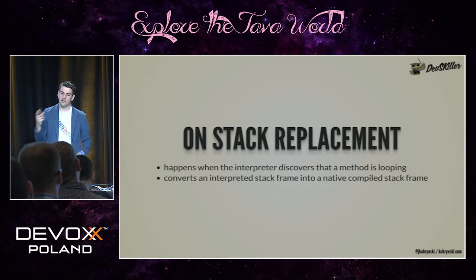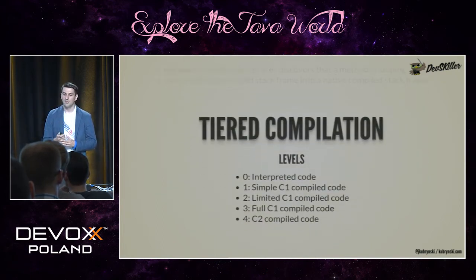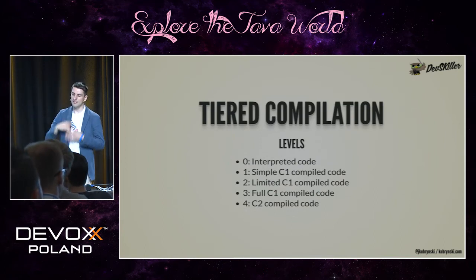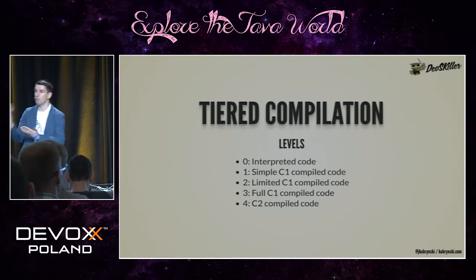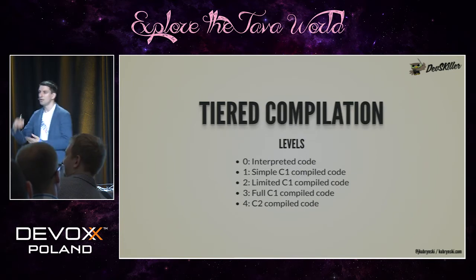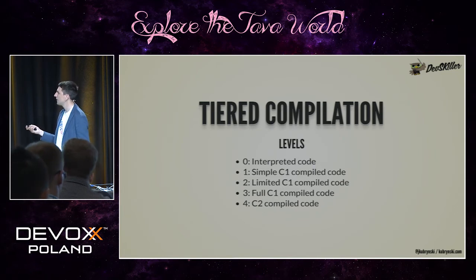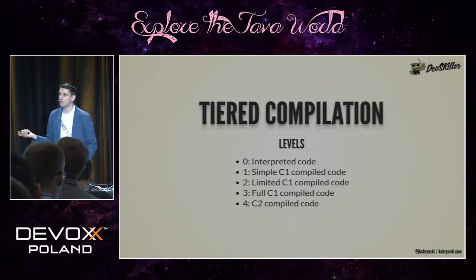And I told you that -client and -server are no longer used. Why? Because they've introduced something called tiered compilation. What is tiered compilation? Okay, it means that our code is not just 0 or 1, interpreted or compiled. There are many different stages for the code. So the code can be interpreted. It can be compiled with the simple C1 compiler, limited C1 compiler, full C1 compiler, or C2, the server compiler, okay?